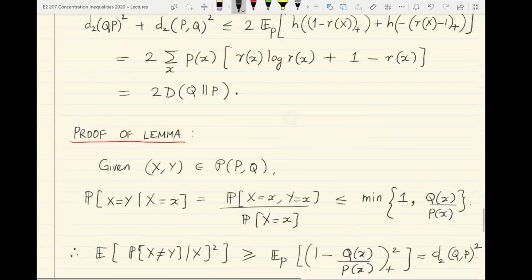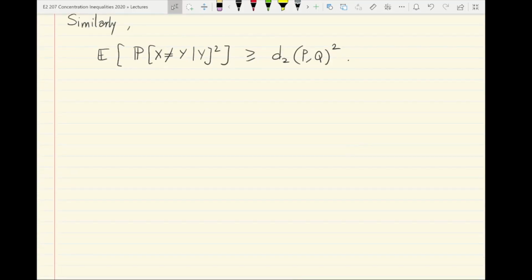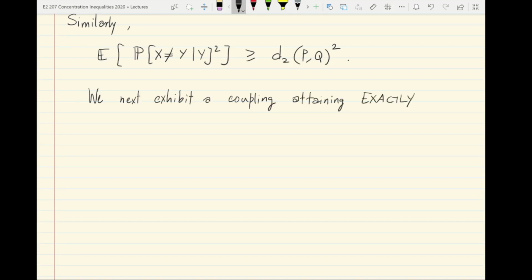Now what we have to complete in order to finish the proof is to show that there actually exists a coupling that attains equality. So we next exhibit a coupling attaining exactly d2 square(Q||P) plus d2 square(P||Q).